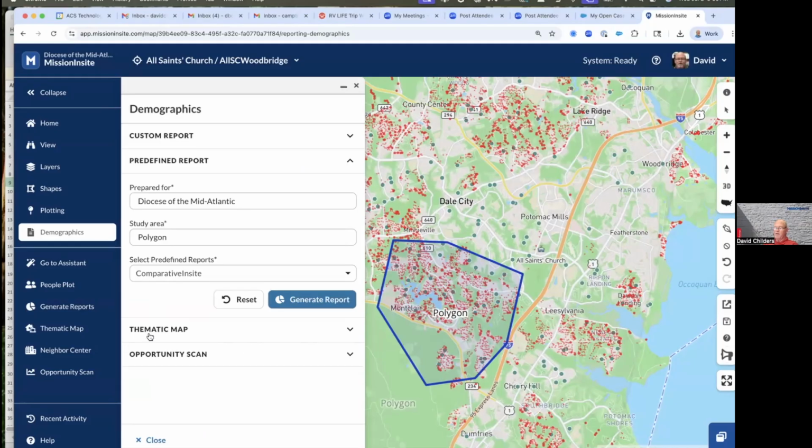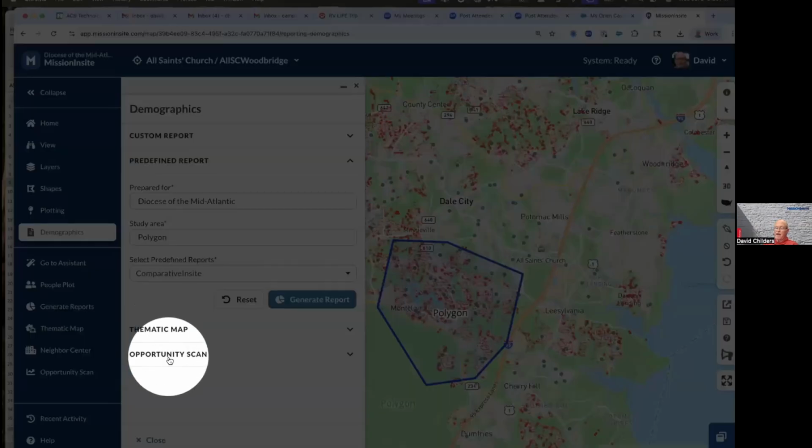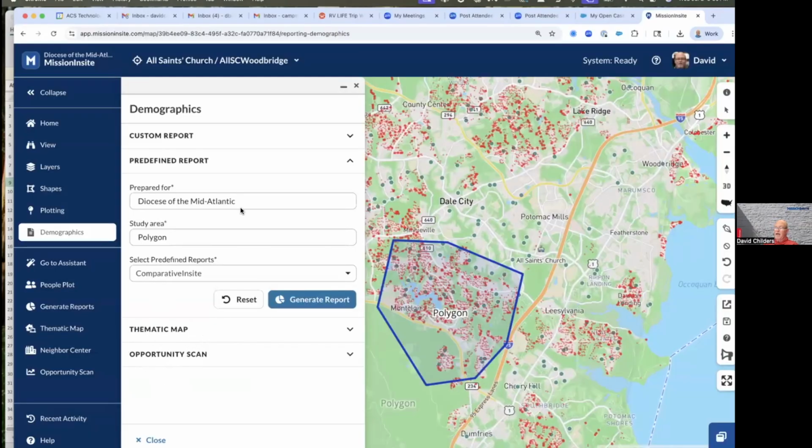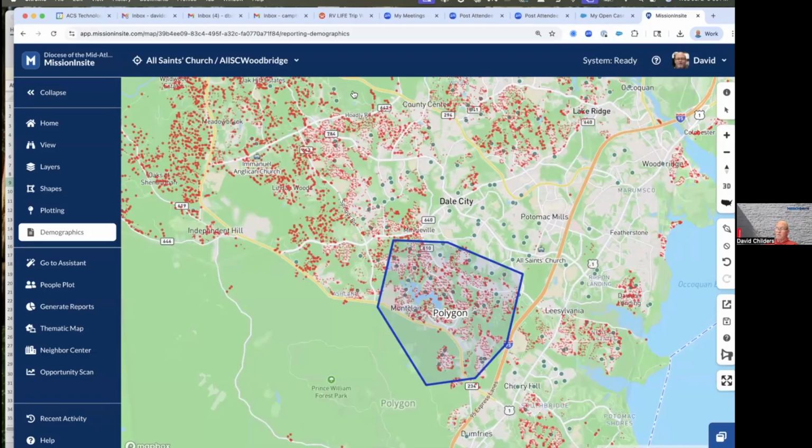Next time, we'll talk about thematic maps and opportunity scans, and we'll jump into beginning to do some custom reports as well. Cool. Amazing. Are your brains full yet? They should be. Yeah. Yep. Definitely.